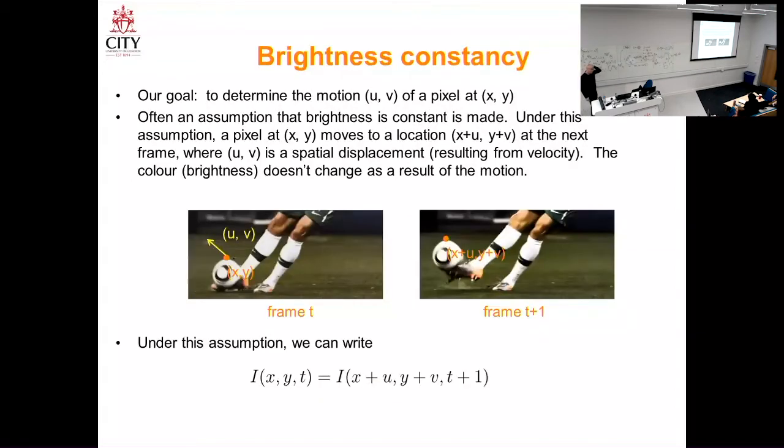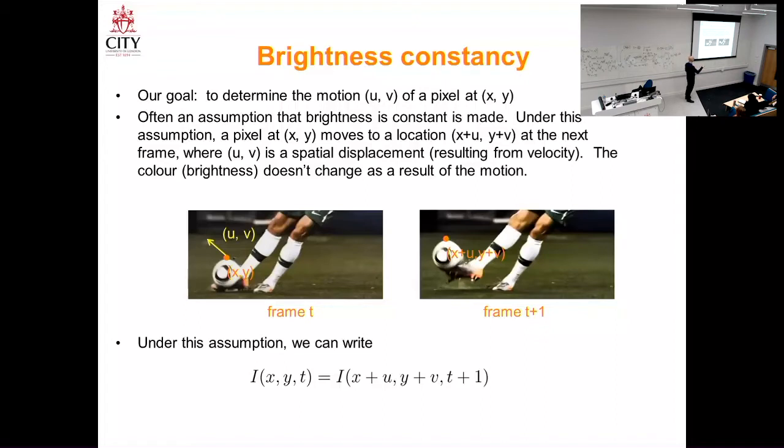Okay, so the task here is to compute that vector field given a video sequence. So we want to compute this optical flow, but in order to do that, we need to make some assumptions. And the one standard assumption is brightness consistency. So in the brightness consistency assumption, or constancy assumption, what you're assuming is that the brightness of a pixel isn't going to change. You're going to be able to find it somewhere else in the image.